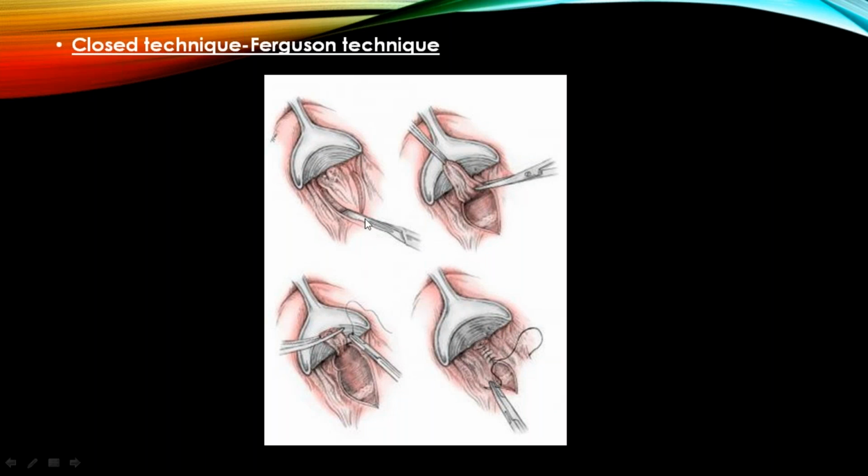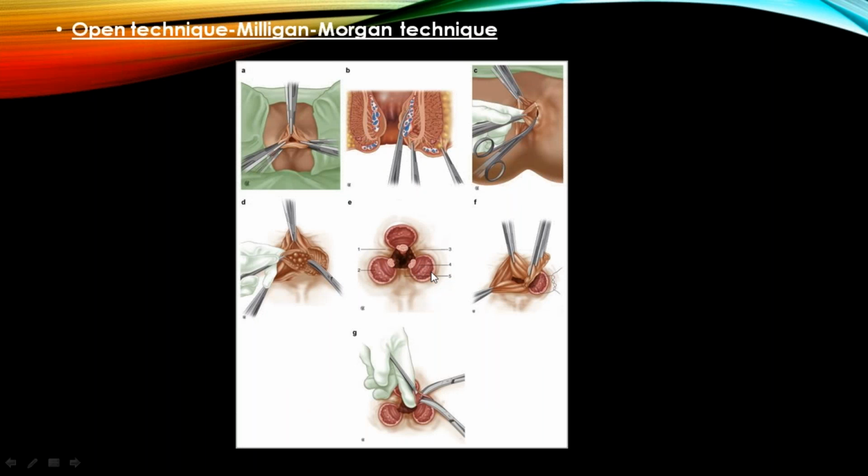See, same as the open technique, they have given a V-cut incision. They have excised the hemorrhoidal mass from the underlying internal anal sphincter, and transfixation and ligation has been done. But in the open technique we are leaving the raw wound, the mucosa and the skin bridge, open. We are not closing with sutures. These will heal by secondary intention.